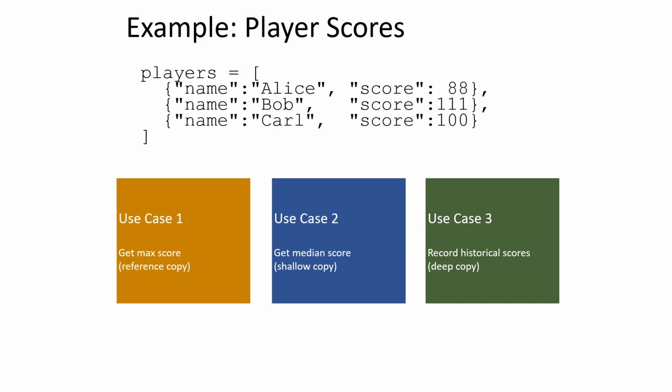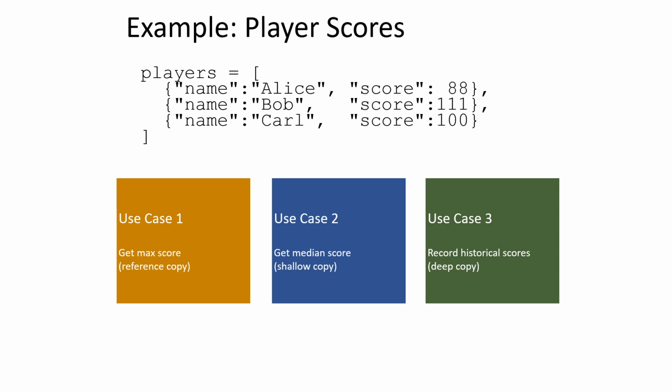So for use case number 1, if I want to just find the maximum score, if I'm not actually going to make any changes to the data, when I pass this to a function, it'll make a reference copy. I don't need to do anything more complicated because I'm not changing anything.